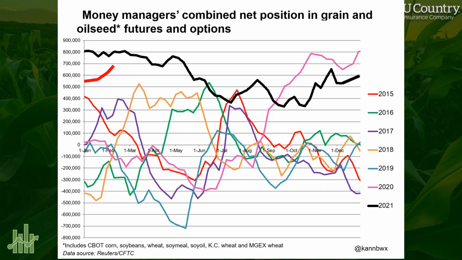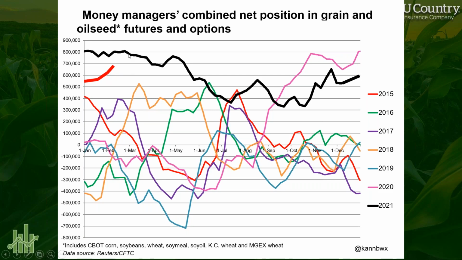This goes back over the last 8+ years, but this is their combined position in corn, soybeans, soybean oil, soybean meal, and all 3 wheat contracts. So essentially an overall grain position. These funds are long, the red line on the left, nearly 700,000 contracts of the grains as of last Friday's report. And that is comparable only to last year at this time.